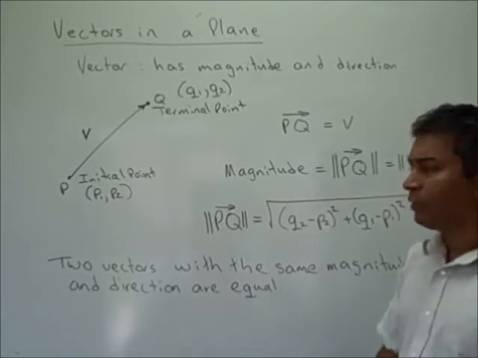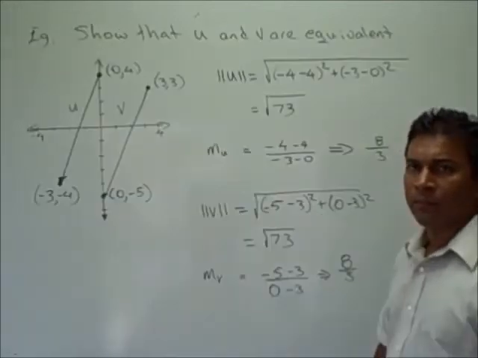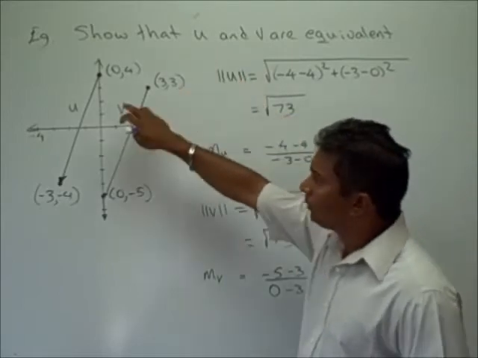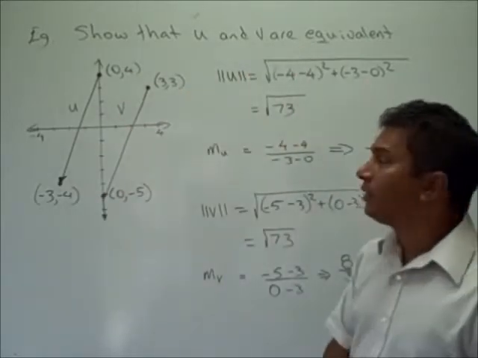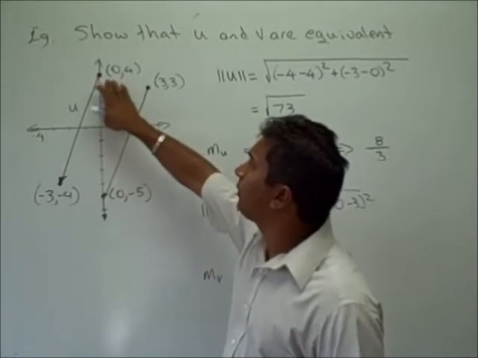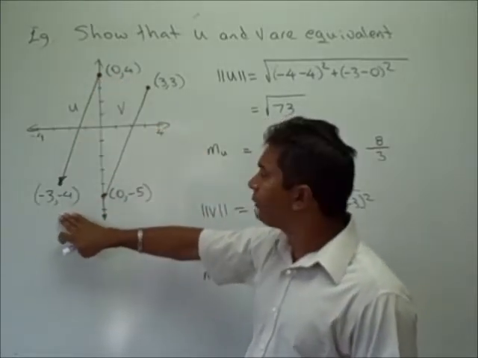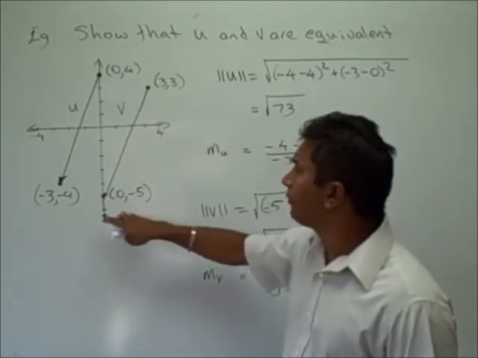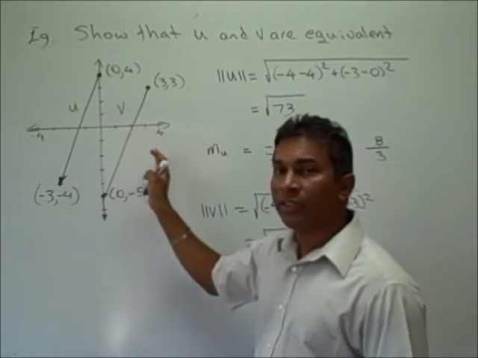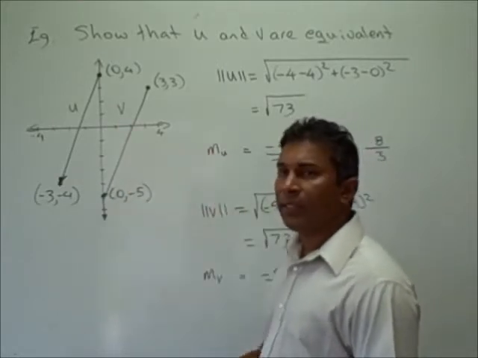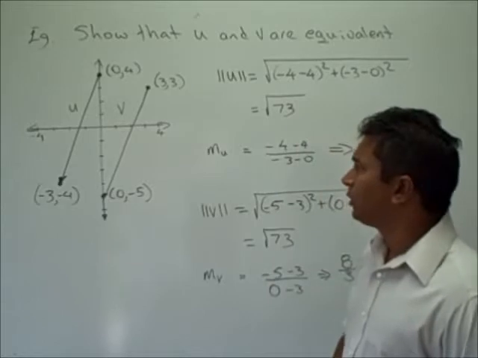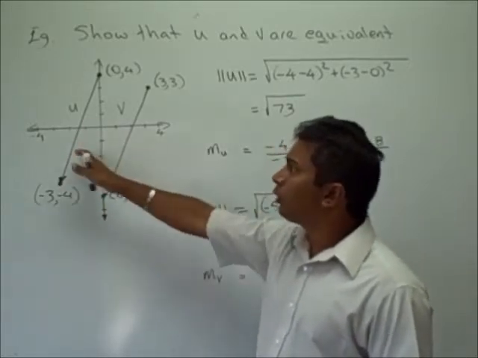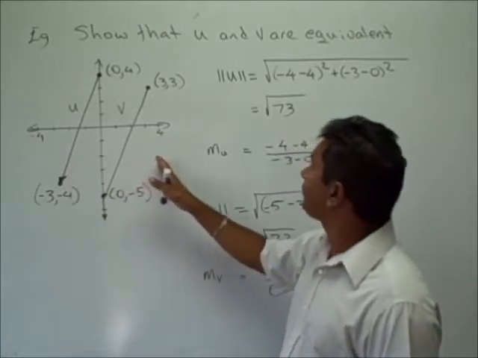We're going to demonstrate this using a couple of examples. In this example, we're being asked to show that the vectors u and v are equivalent. Here we have u going from the point 0, 4 to the point -3, -4, and v going from the point 3, 3 to the point 0, -5. To show that both vectors are equivalent means they have the same magnitude and the same direction. So we can proceed to find the magnitude of u and the magnitude of v, and the slope of u and the slope of v.